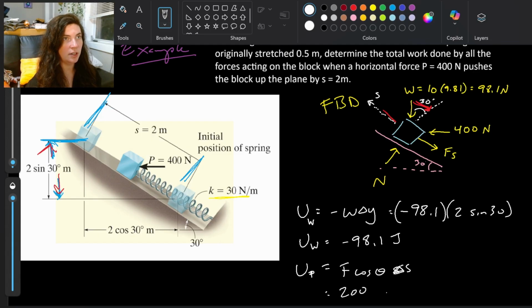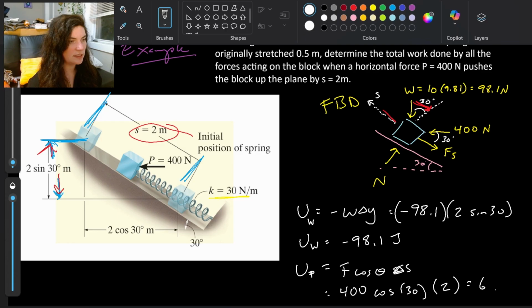Where we're going to have 400 times cosine, then the angle we're going up, so cosine 30. Right, that's the angle we're making with the S axis, you can think about it in the direction of displacement. And then we know the displacement is 2 meters. We'll put that in for S. And that gives us a work from that applied 400 Newton force of 692.8 joules. Right, so that's positive, it's moving in the direction of displacement.